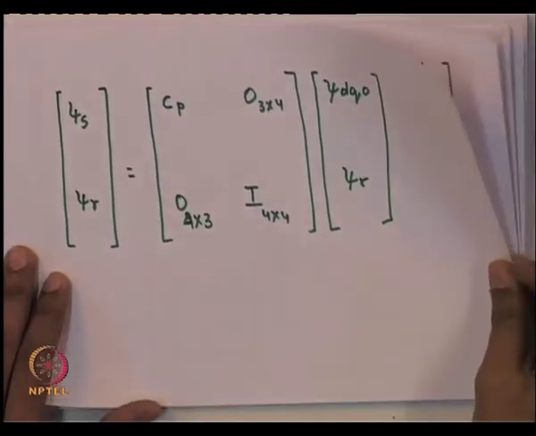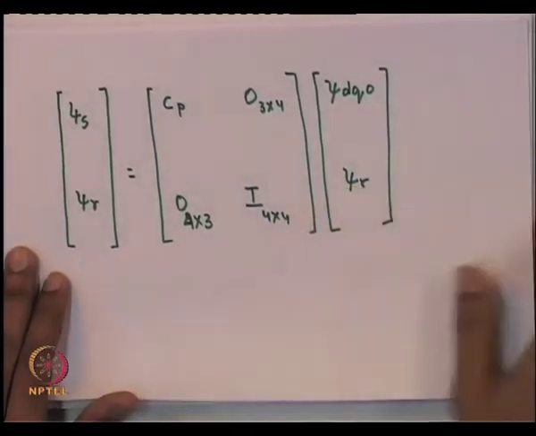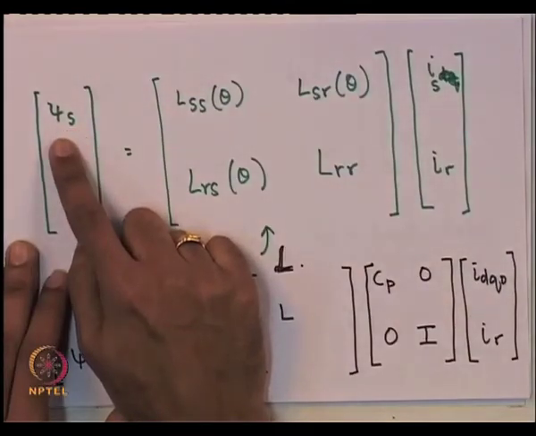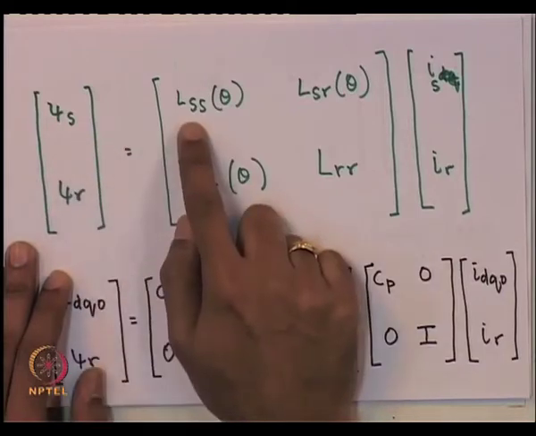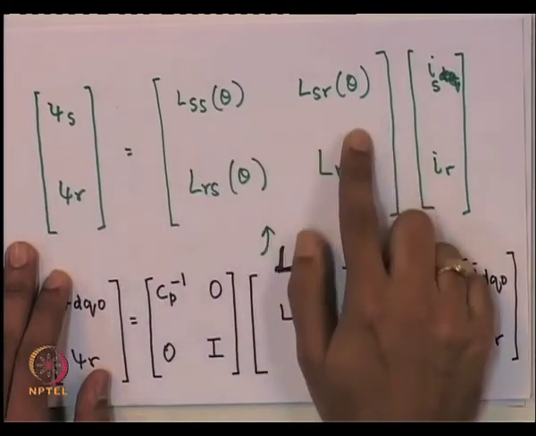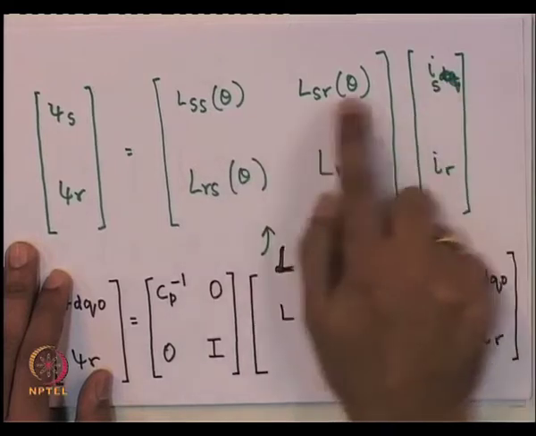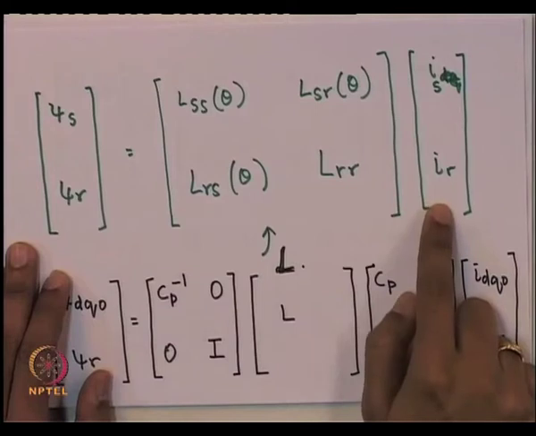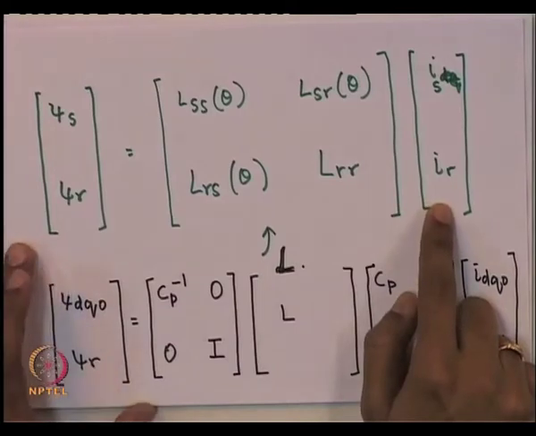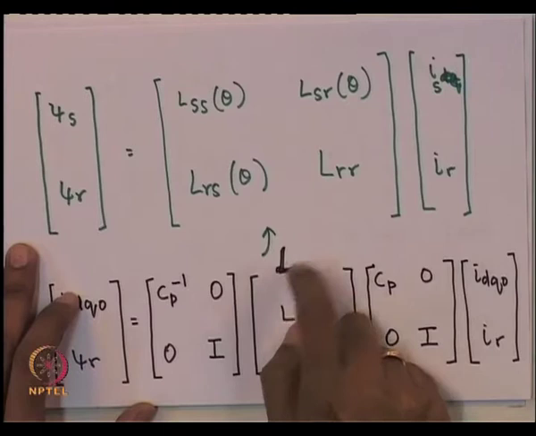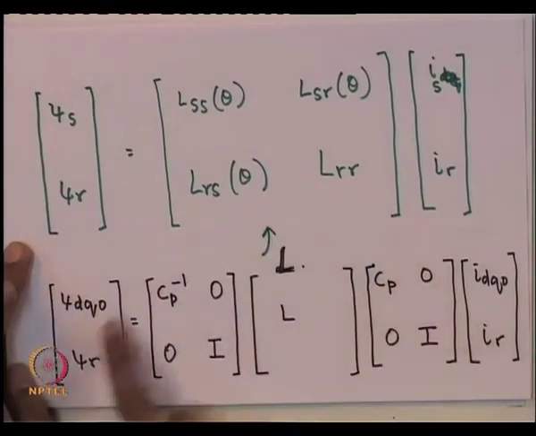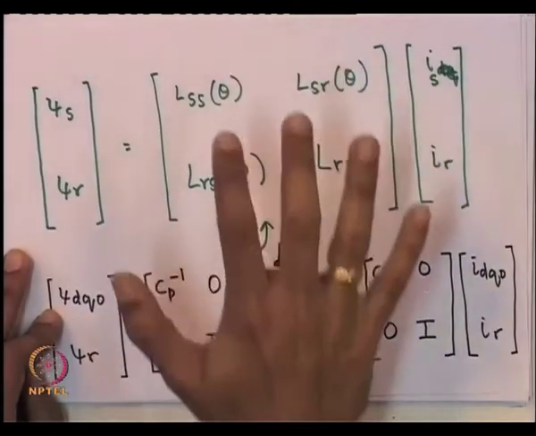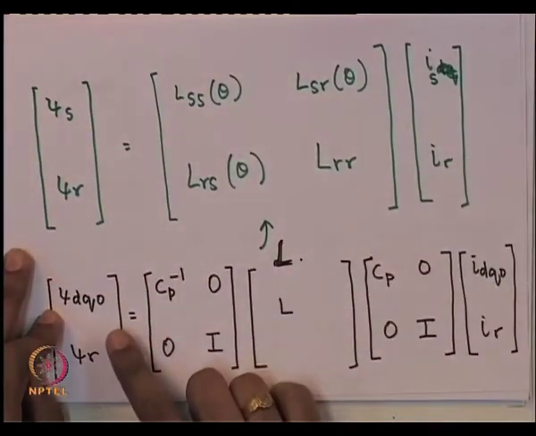So, what I will do is I will apply the transformation to these variables. Remember that the flux current relationship is psi s equal to LSS of theta into IS plus LSR of theta into IR, and similarly psi r is expressed in this fashion. Now, if I call this the L matrix, we are just reformulating it in the new variables.